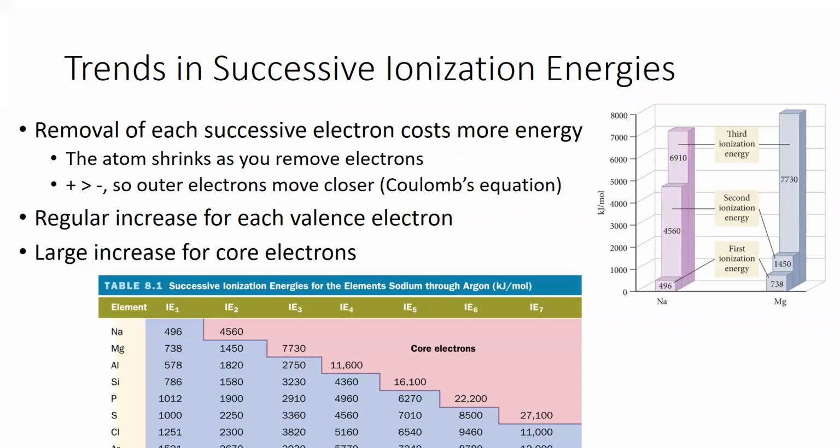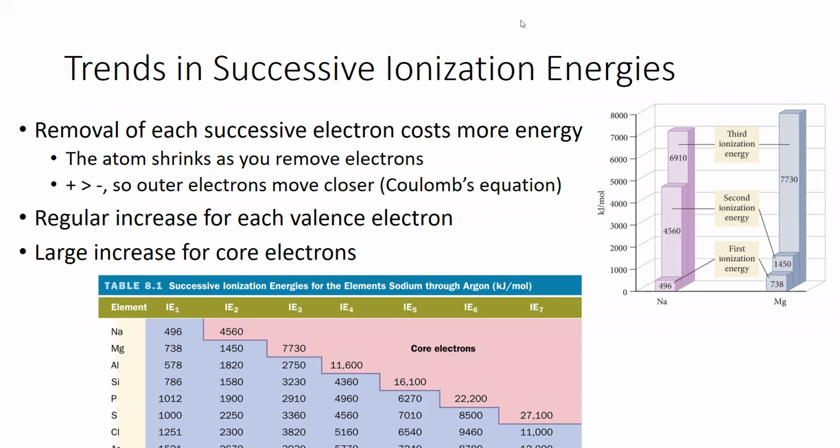So we looked at the trend of the first ionization energy across different atoms. Now let's look at the trend of successive ionization energies within the same atom. And in general, every time you remove an electron, it becomes harder and harder to remove another one.